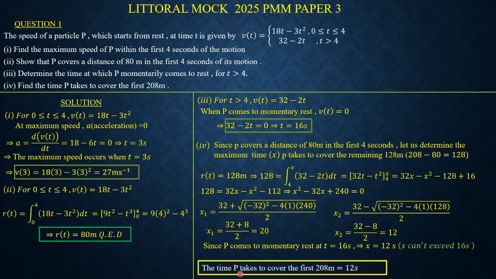So we can therefore conclude that the time P takes to cover the first 208 meters is equal to 12 seconds. Remember, I started from 4 seconds, the time x, to the last time, which is the time at which P covers the entire 208 meters, which corresponds to 12 seconds here, from which we answered Roman 4 of the question.